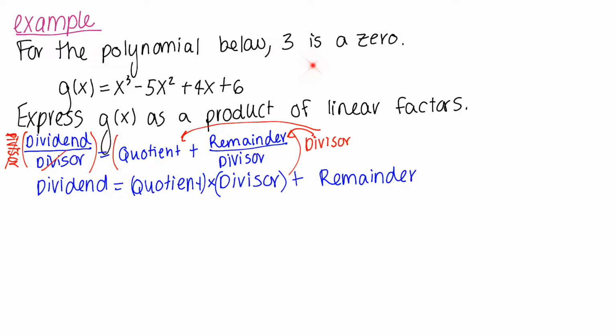So we are told that 3 is a 0. If 3 is a 0, by the factor theorem, that means that x minus 3 is a factor. So we're going to go ahead and divide this polynomial by x minus 3.